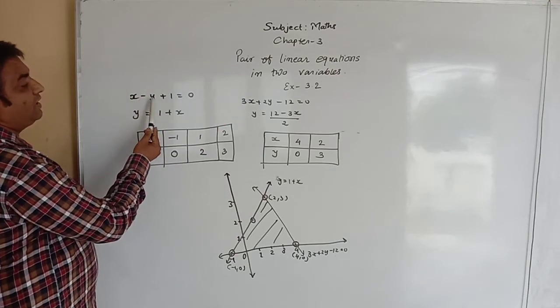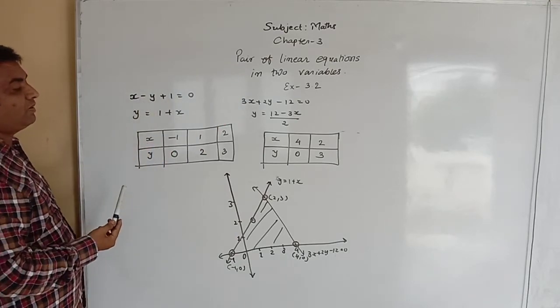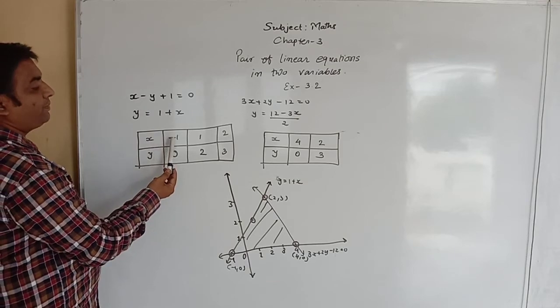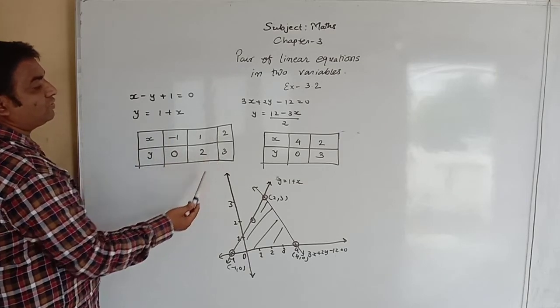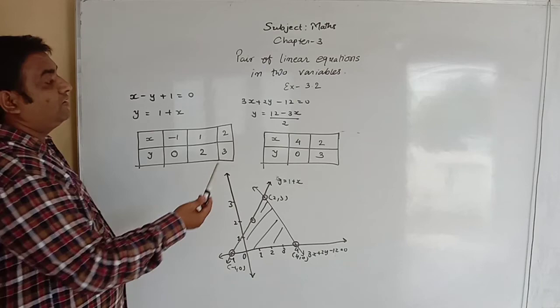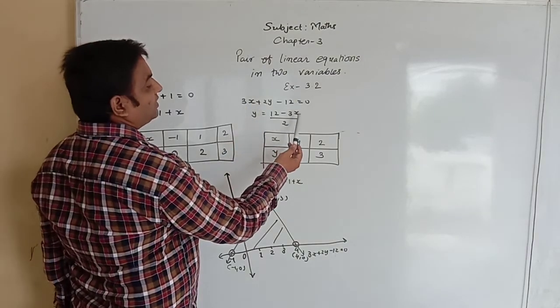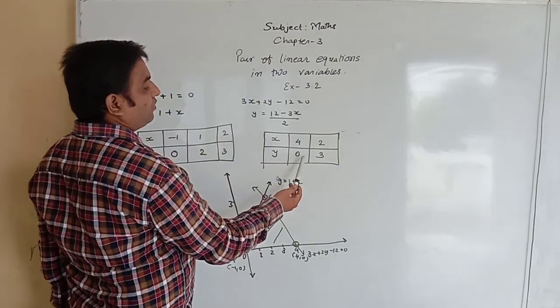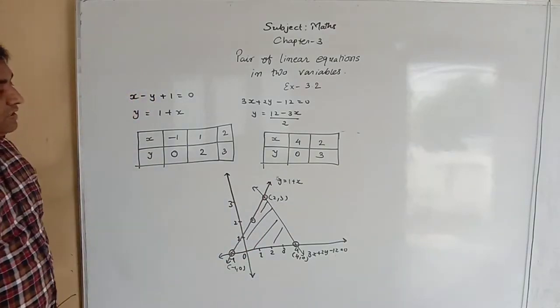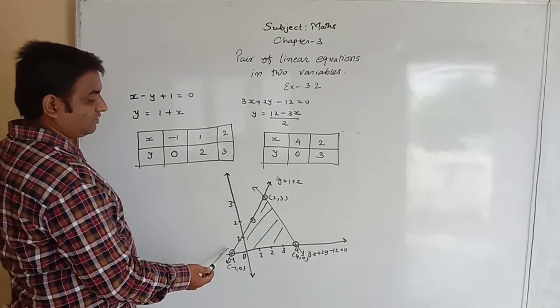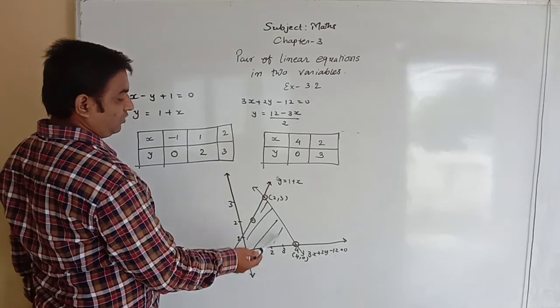So first we solve this. x minus y plus 1 equals 0. So y equals 1 plus x. So its solutions are minus 1, 0; 1, 2; 2, 3. Here from this equation, y equals 12 minus 3x by 2, and the solutions we can write are 4, 0 and 2, 3. Now these solutions we mark on the graph: minus 1, 0; 1, 2 and 2, 3.